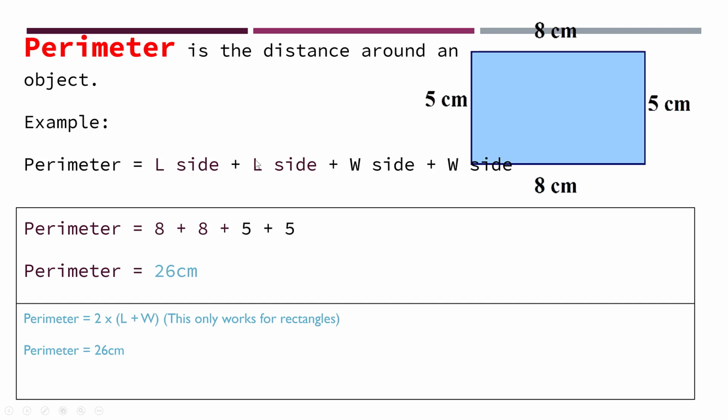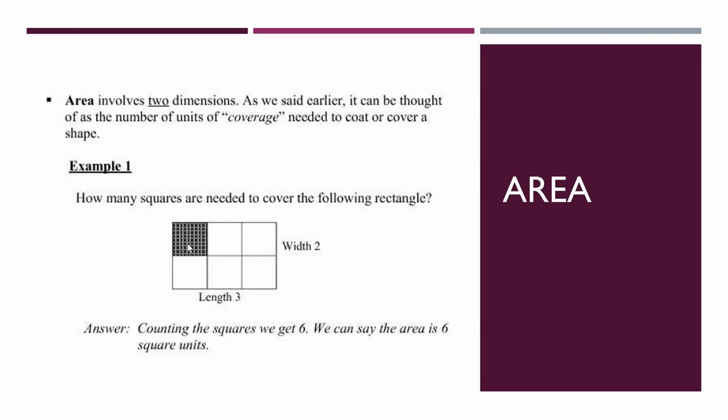So the length side, and then another length side, and then the width side, and then the other width side. So the length, which is 8 centimeters here, and then the other length, which is another 8 centimeters, and then the width, which is 5 centimeters, and then the other width, which is 5 centimeters. 5 plus 5, that's 10. 8 plus 8, that's 16. 16 plus 10 is 26. Okay? Easy peasy stuff.